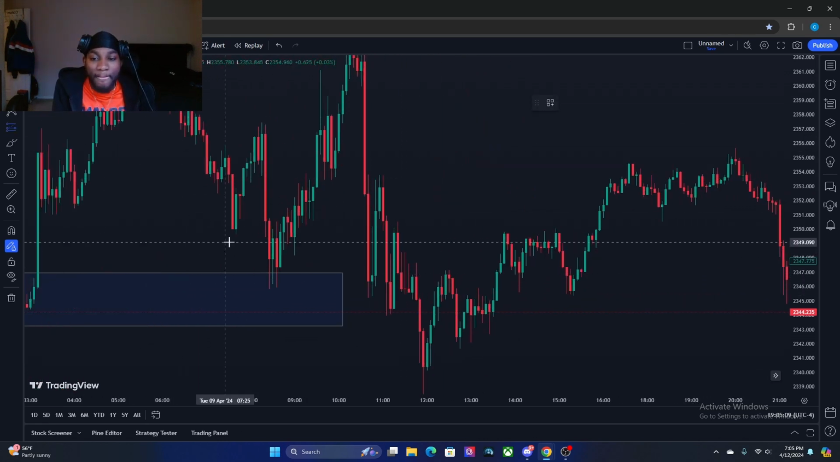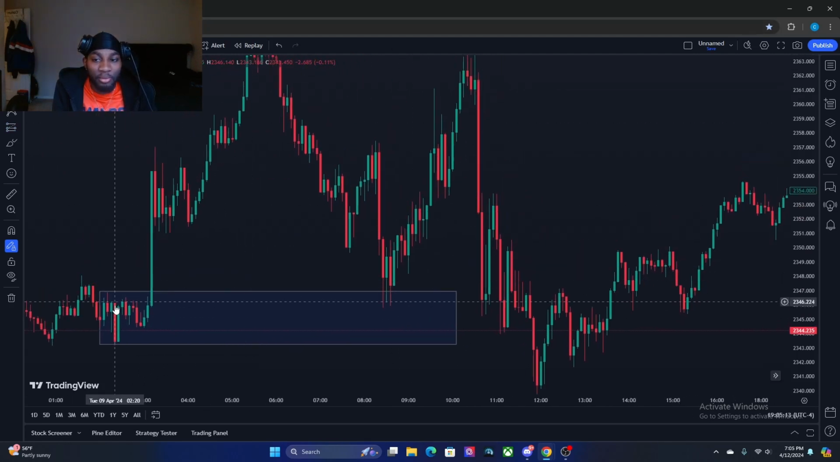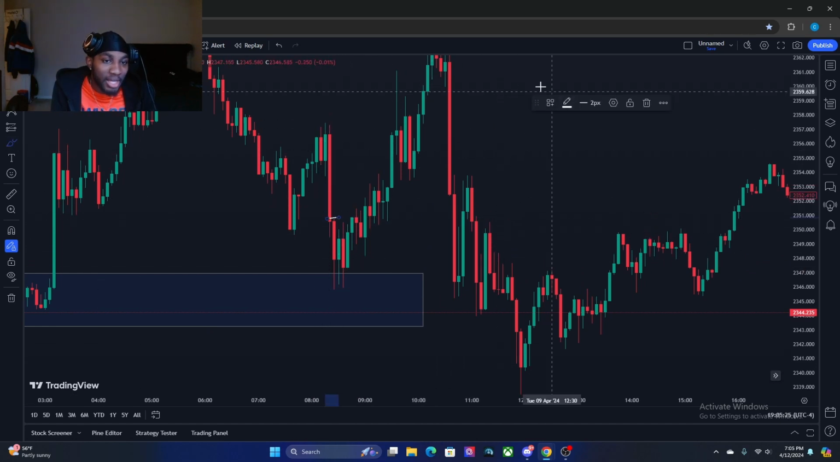So what did I say about the entries? We came back to the zone, right? We pushed up aggressive. We came back. It took a little while, but we came back to the zone. Once we tapped this zone, you would have been waiting for price to break this candle. We did not break that candle.